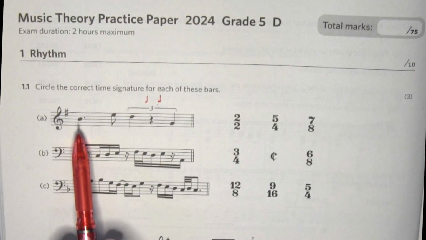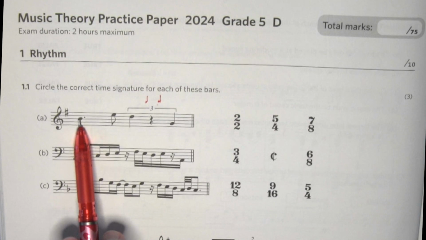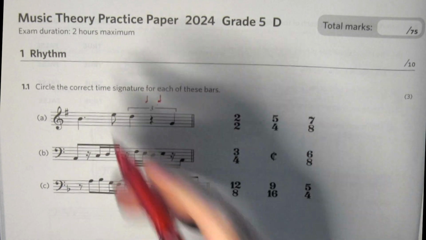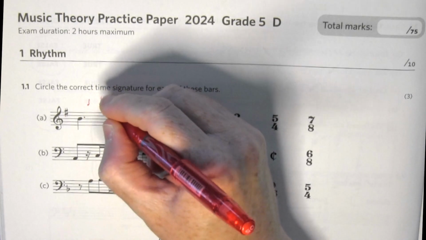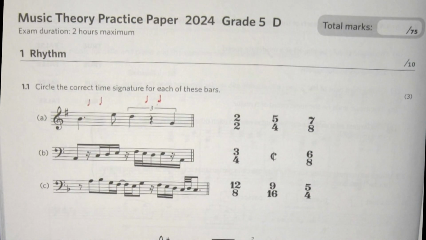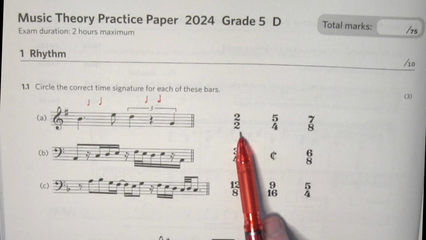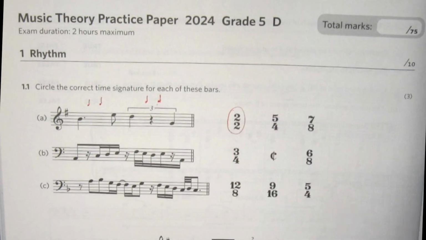Then the first half of the bar has got a crotchet and another crotchet made up of this quaver plus this dot. So in this bar we have 4 crotchets, and that means 4/4. In this case we don't have 4/4, but we have 2 halves, meaning 2 minims. So the answer is 2 halves. There you go.